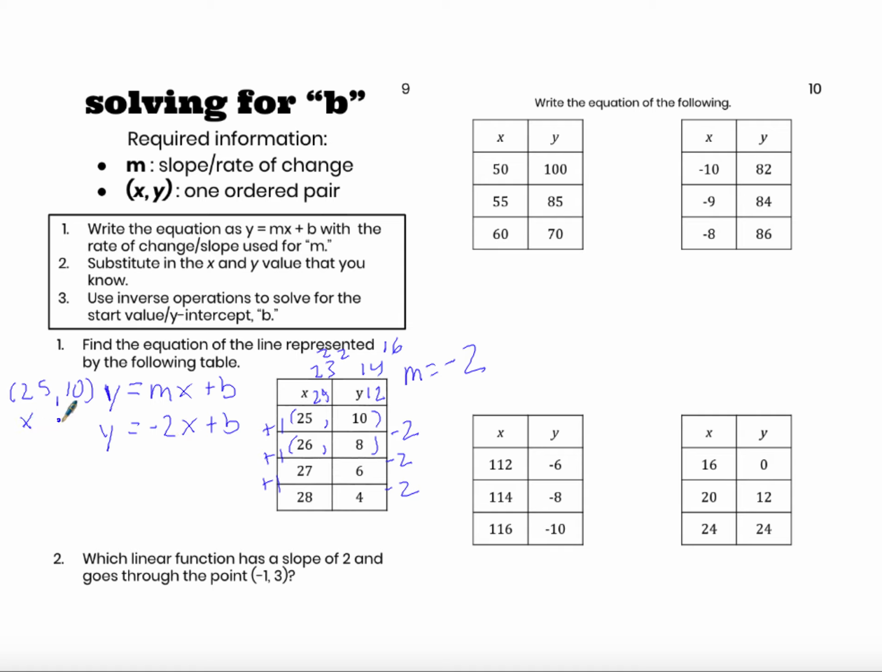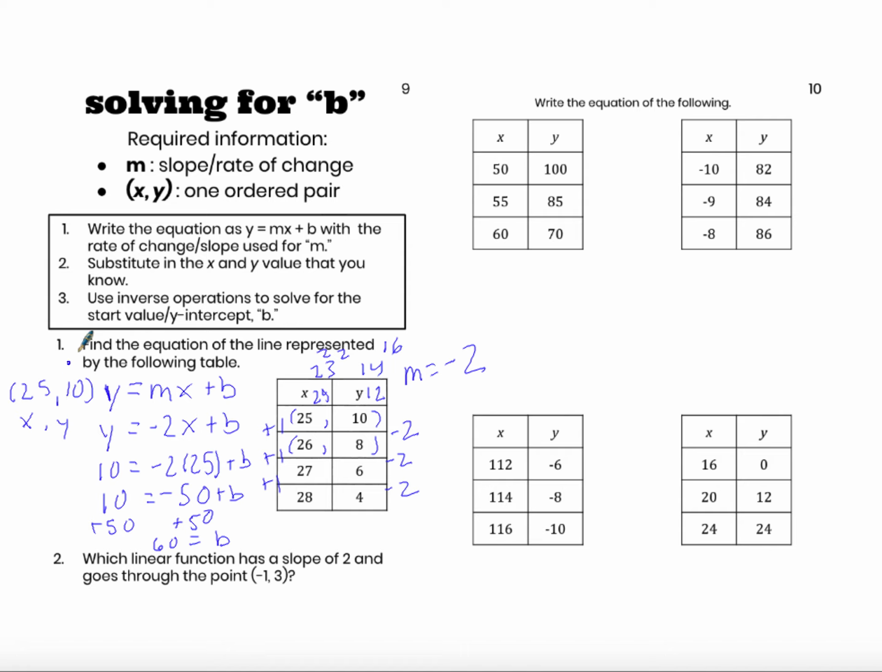So let's pick the first one. That looks easy since y equal to 10 is nice, but I could choose any of them. And I'm going to substitute in the 10 for y, being really careful to not switch the x and the y. Y goes here, and 25 for x. I now, or soon, have a one-step equation. -2 times 25 is -50. I add 50 to both sides, and I get that b equals 60.